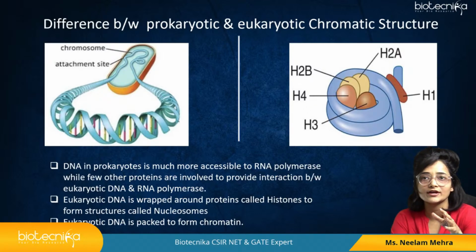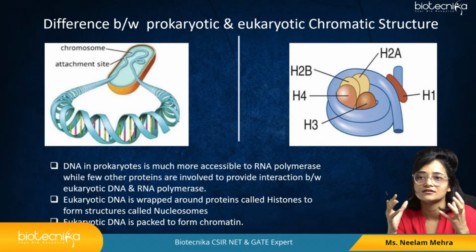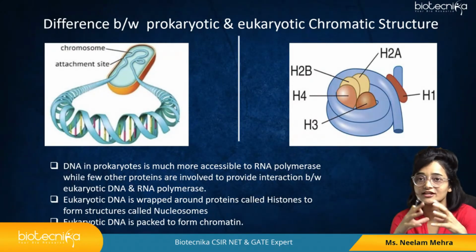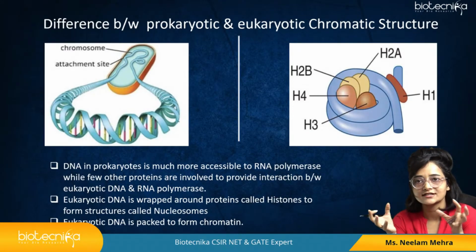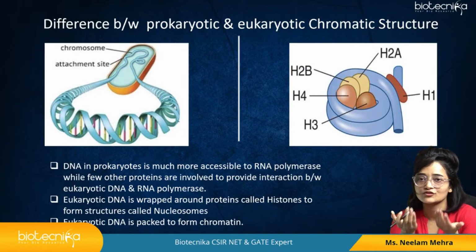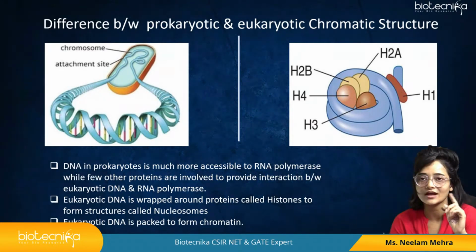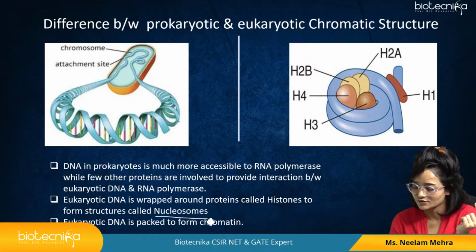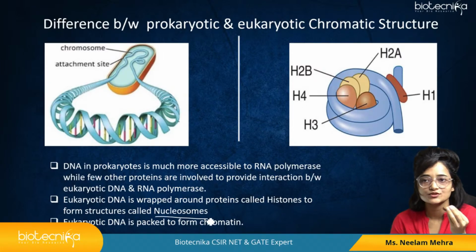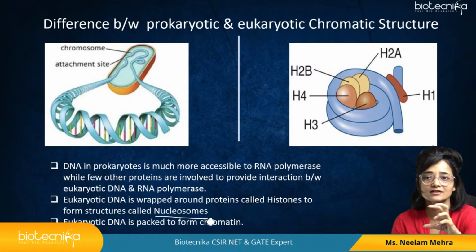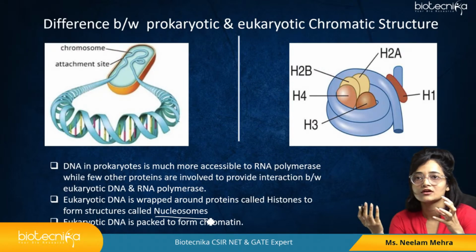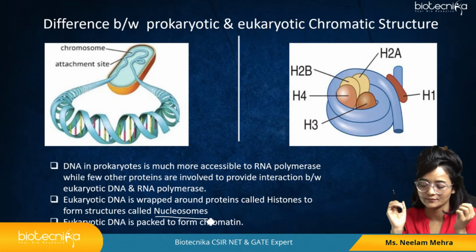But in eukaryotes, the length of the DNA is very huge, so to fit it inside the nucleus, it has to be compacted. For the compaction, the DNA in eukaryotes gets wrapped around the histone proteins, right? And it forms the nucleosomes. So whenever transcription is required, only a few segments of the DNA will be open for the enzymes to act on them, right?